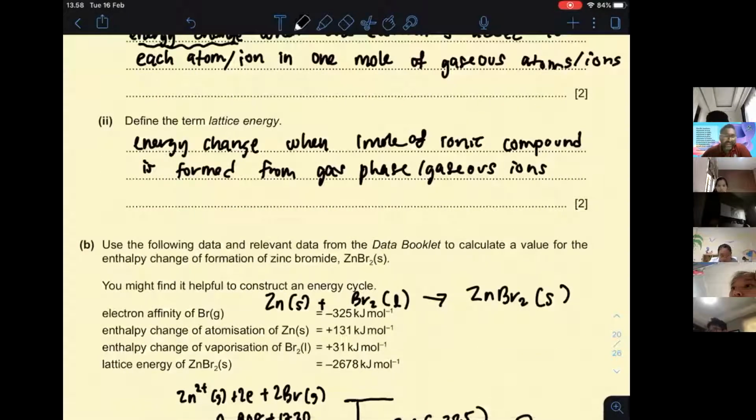Define the term lattice energy. This is also very popular when you want to define. Energy change when 1 mole of ionic compound is formed from the gaseous phase or gaseous ions. That's going to be 2 marks. The 2 marks come from the energy change when 1 mole of ionic compound is formed, that's 1 mark. Another 1 mark is to tell that it is from gaseous ions. So if anything is missing here, you will not get the mark.